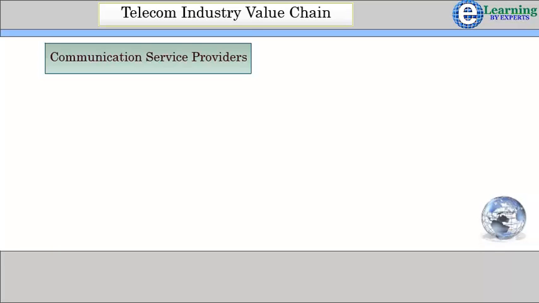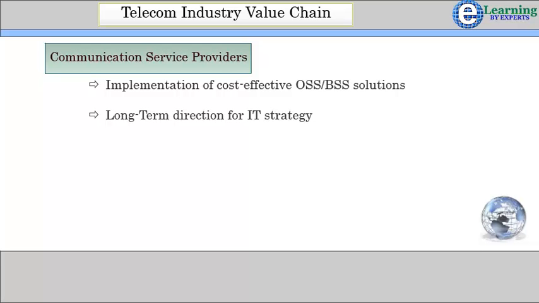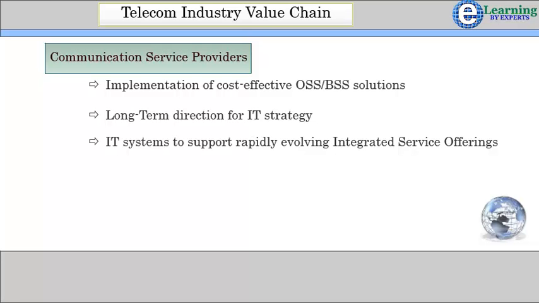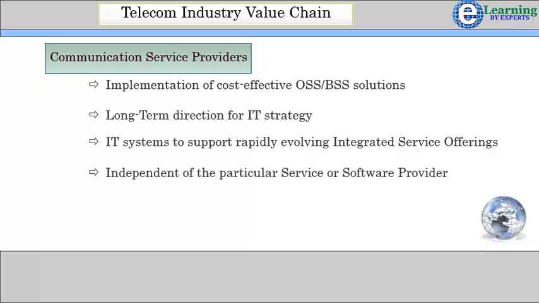Business process framework presents a number of benefits to the communication service providers, such as it facilitates the implementation of cost-effective OSS/BSS solutions through standard specifications and interfaces. It provides long-term direction for IT strategy by specifying a business process framework. It enables IT systems to support rapidly evolving integrated service offerings by offering a logical system view independent of the particular service or software provider.